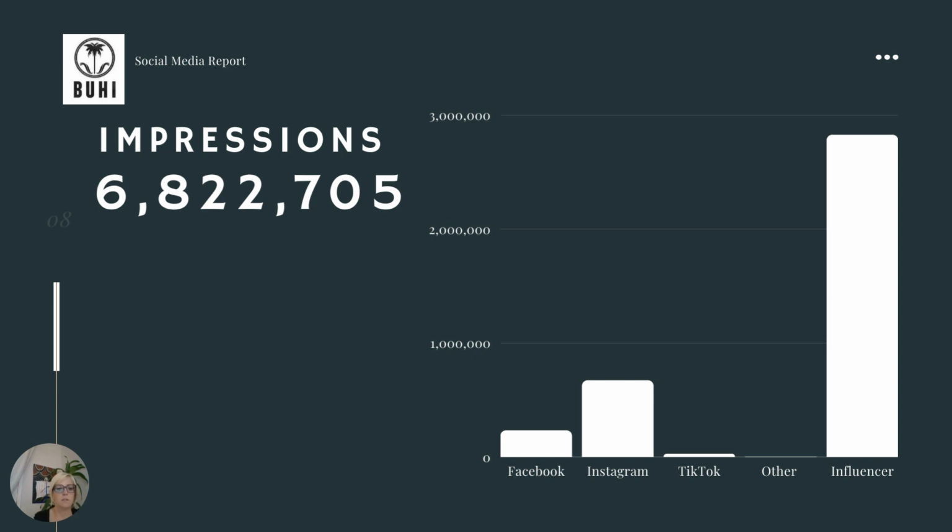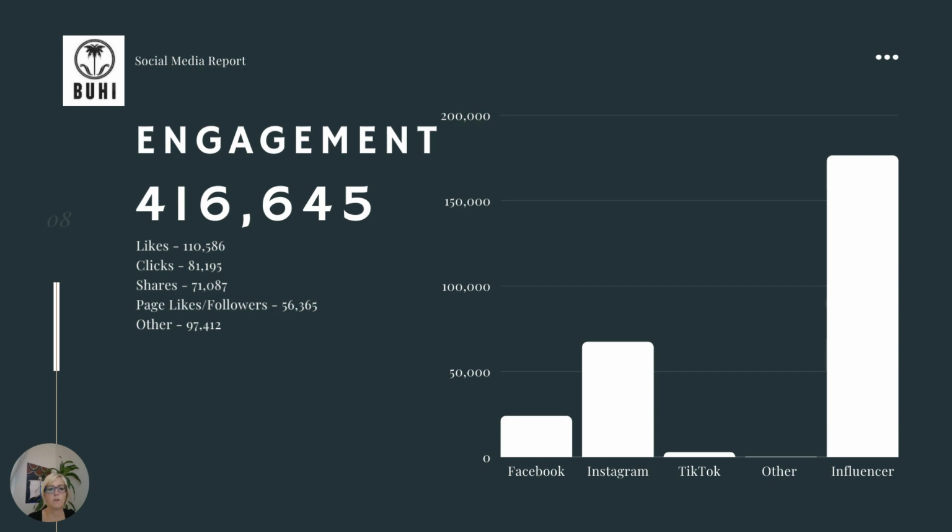We had 6.8 million impressions, which you can see I grouped in first by Facebook, Instagram, TikTok, and other platforms that were used as far as the organic and paid posts. And then I included a portion for influencers to see their impact. And you can see influencers were definitely the most beneficial for impressions. With engagement, also influencers were most important with engagement, highly successful in giving likes and clicks and shares. The next would be Instagram.